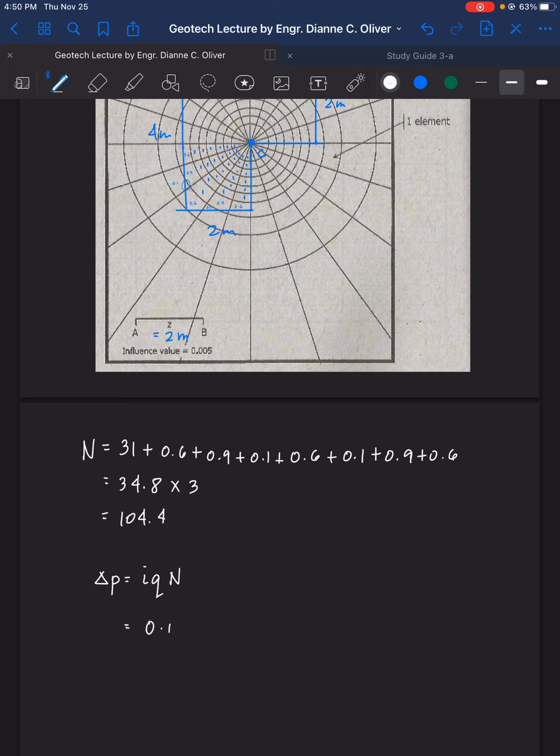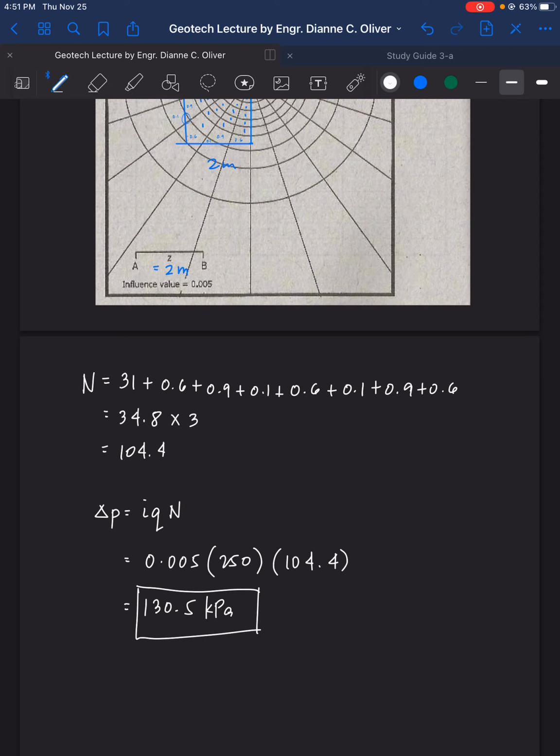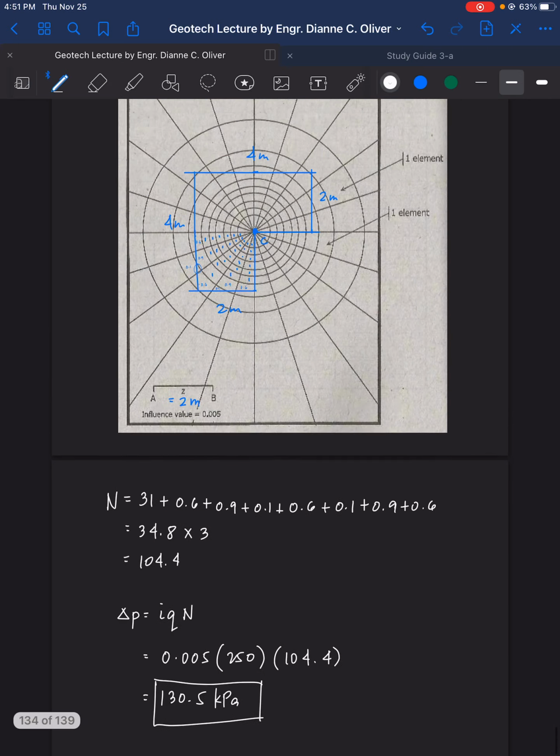I is 0.005. Q is 250 times 104.4. So it's now equal to 130.5 kilopascal. Okay, so that's for number 5.